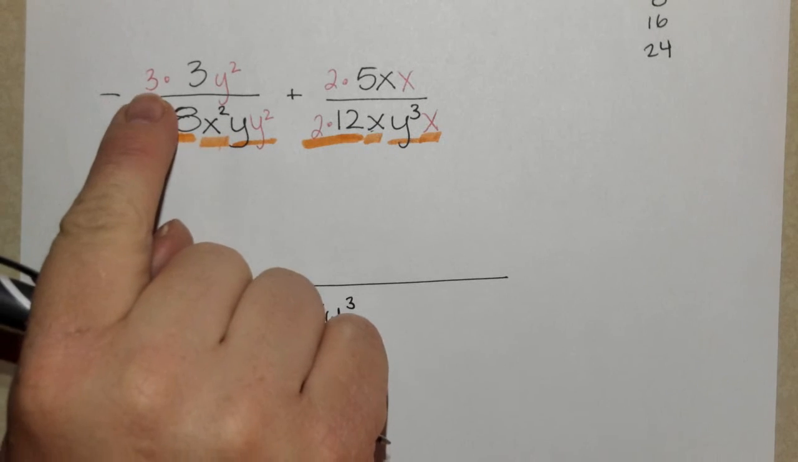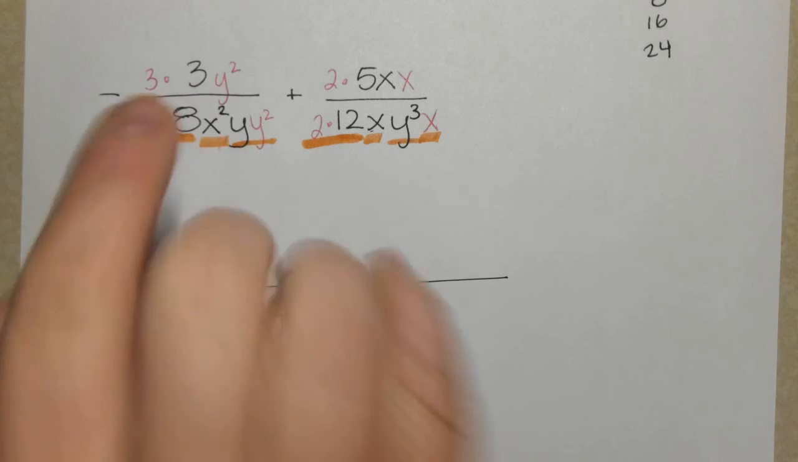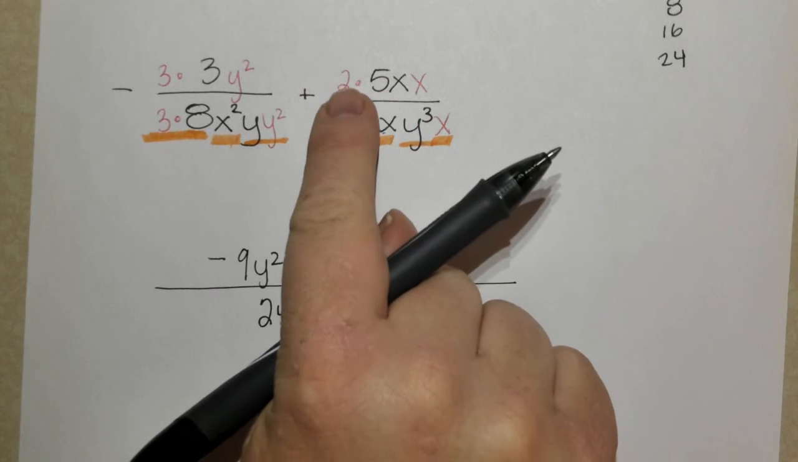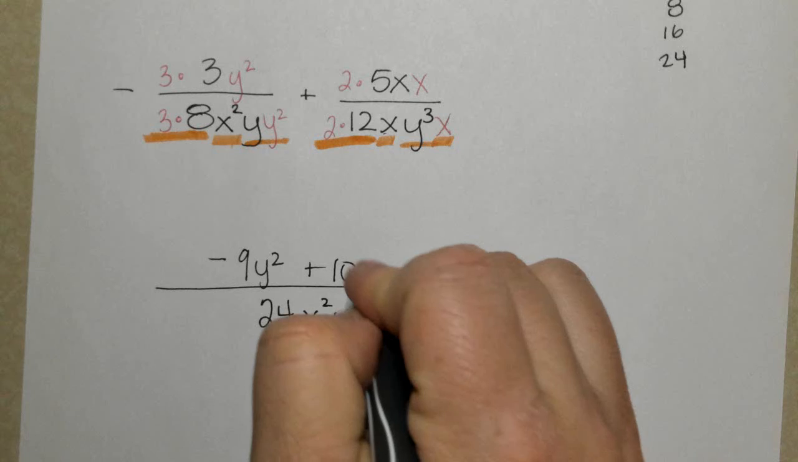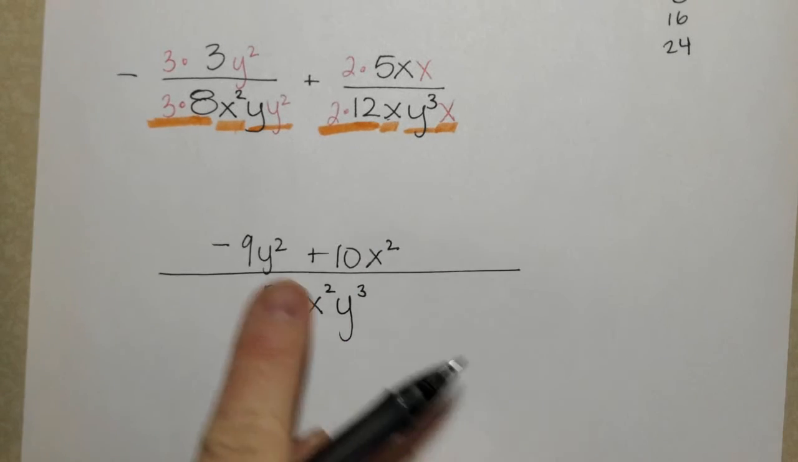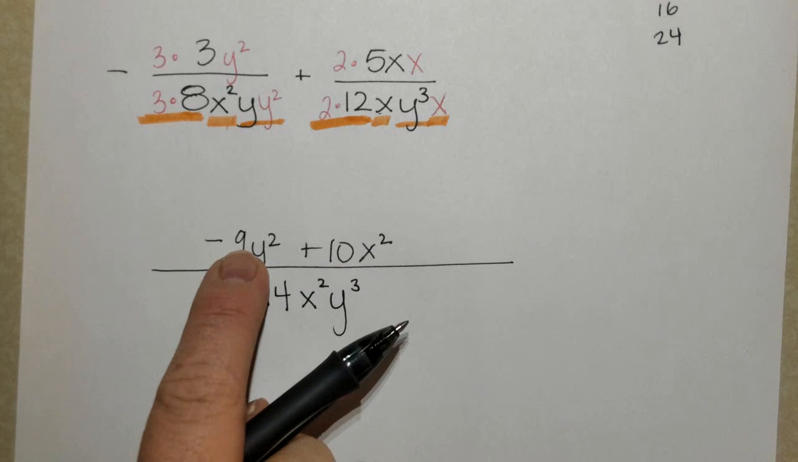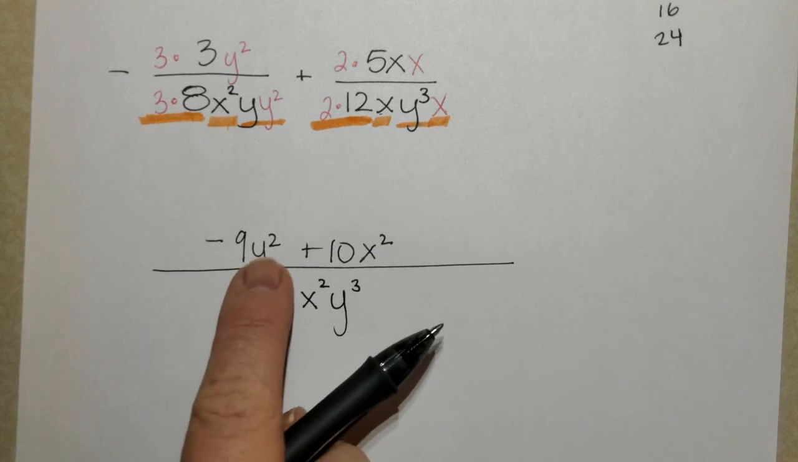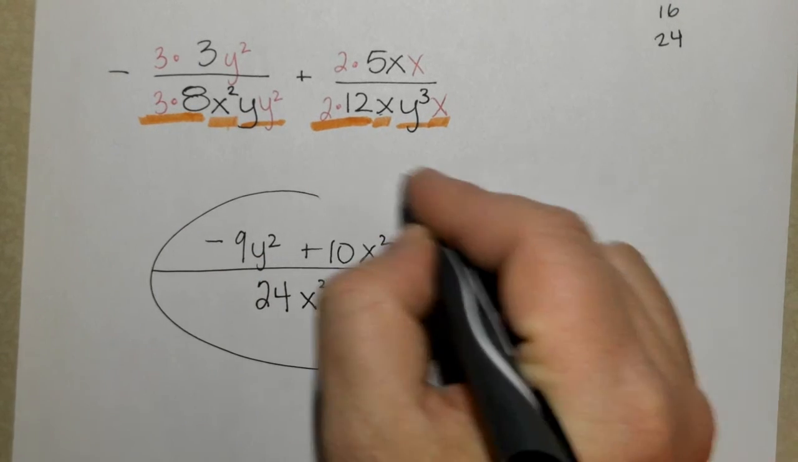On the left, I have 3 times 3 is 9, but notice it's a negative 9y squared. On the right, I have 2 times 5 is 10 with 2 x's. Is it possible to divide a number out here? Yeah, I could divide 1 or negative 1, but that's the only number that both 10 and 9 have in common. It's not going to help us reduce anything. I can't factor a y out of both or an x out of both. This is fully simplified.